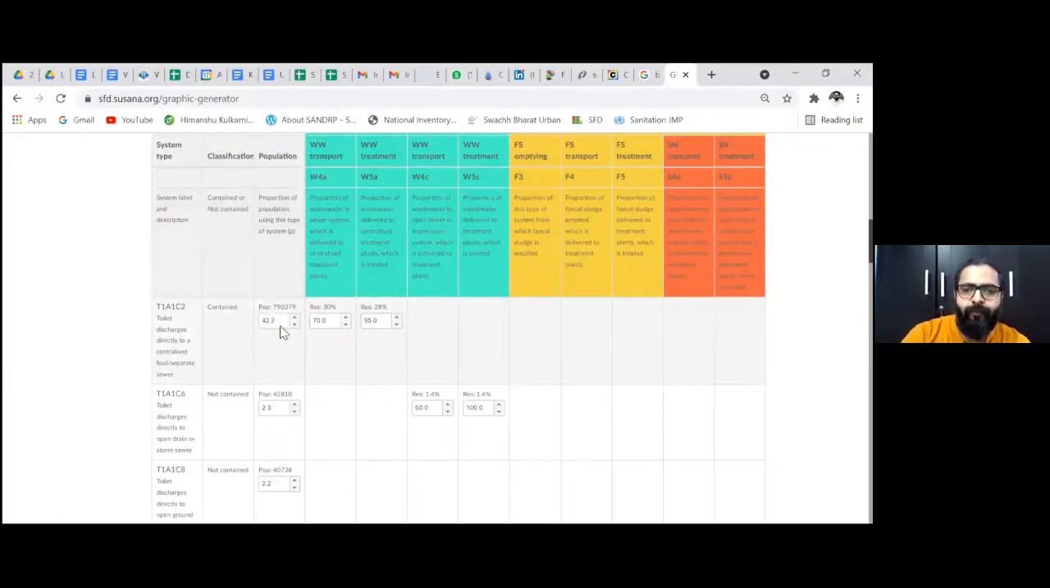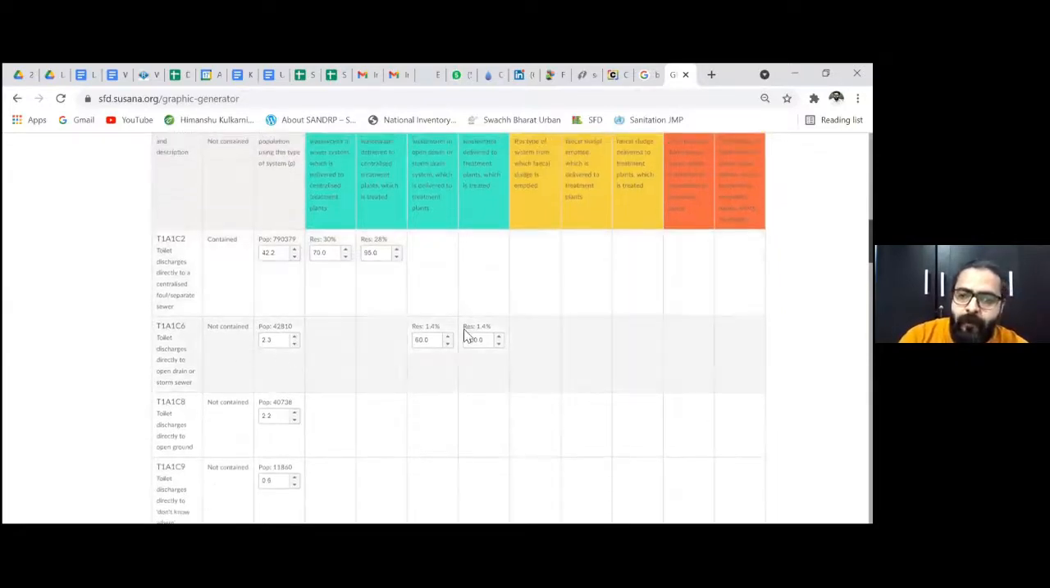Starting from what is the proportion of population dependent on that system, then what proportion of that is getting treated. For example, we're talking about a centralized sewer. If 45% of people are connected, what is the percentage of people whose wastewater reaches a treatment facility? And what is the percentage of population for which the wastewater gets treated at the treatment plant? You just answer these questions for all the systems.